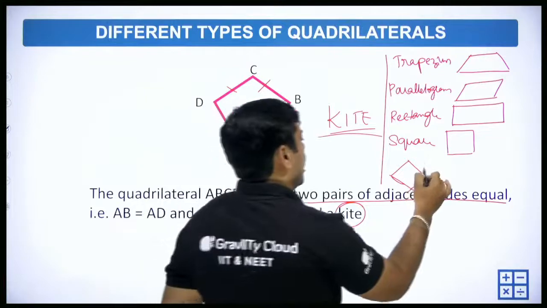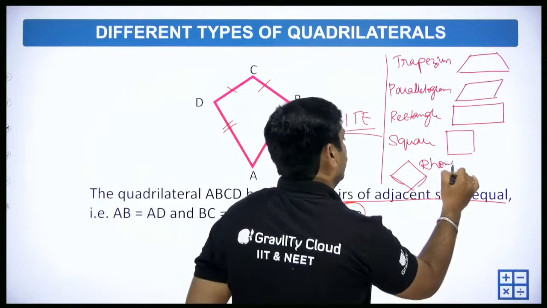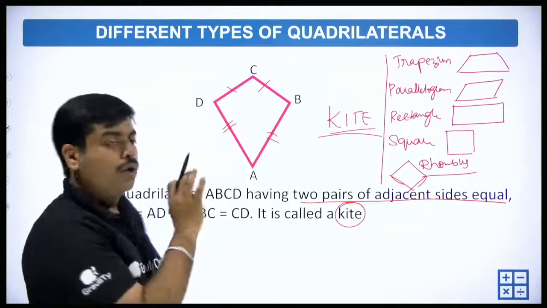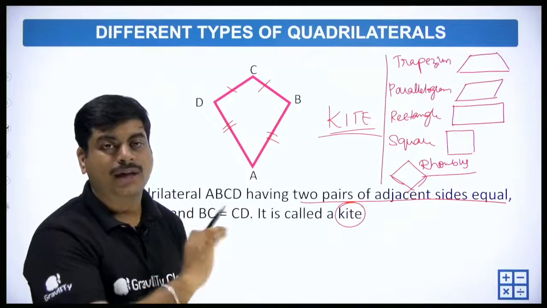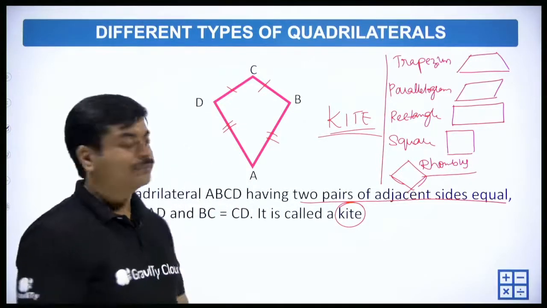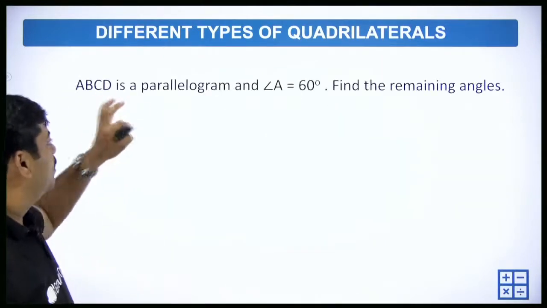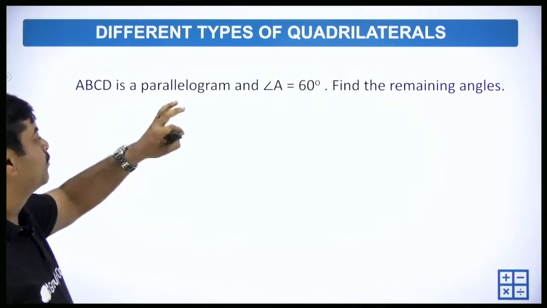And again, from rhombus, now we are discussing the kite shape. So these are all the different quadrilaterals that we are learning in this chapter. Next one: ABCD is a parallelogram and angle A is equal to 60 degrees. Find the remaining angles.